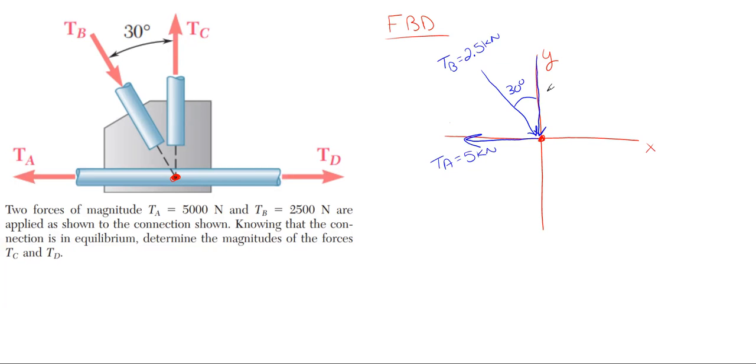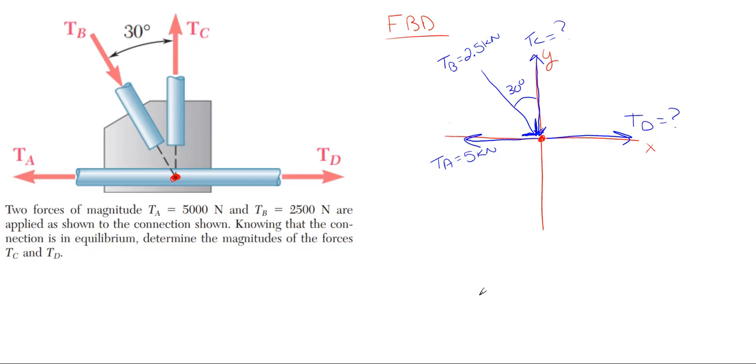And then we have, nope, wrong way. Then we have TC, which is one of our unknowns, going in the up direction along the y-axis. And then lastly, we have our TD, which is also unknown. And that is going to the right along the x-axis. There we go. All right, so that is our completed free body diagram. We have all our forces known and unknown applied, and we have all their orientations applied.